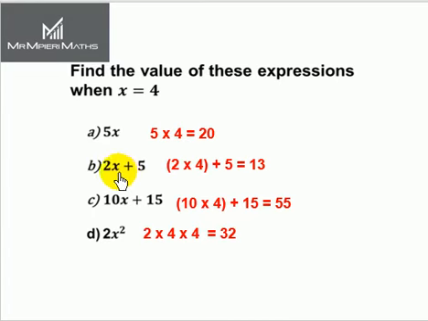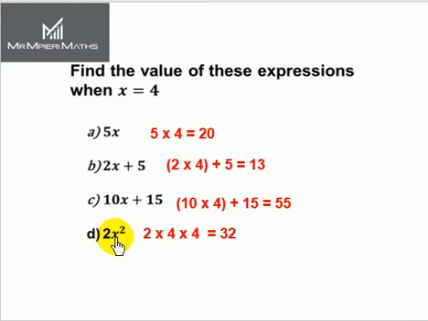Second one, 2x plus 5, when x is 4, 2 times 4, you have to do that first, and then you add 5 afterwards. So 8, add 5, 13. Here, you do the same, 10 times 4, do that first. So that gives you 40, then add 15, and give you 55.